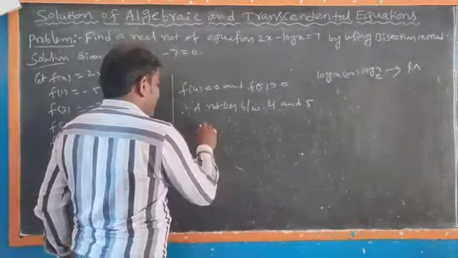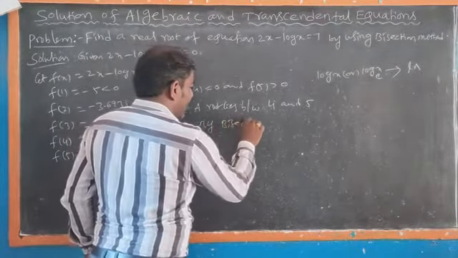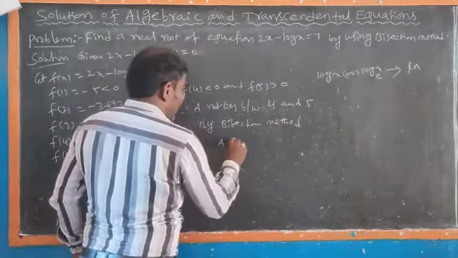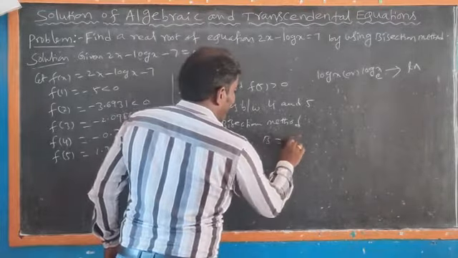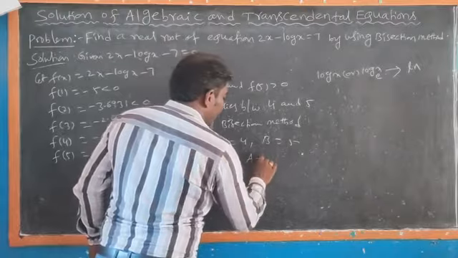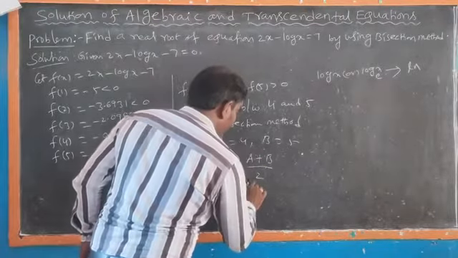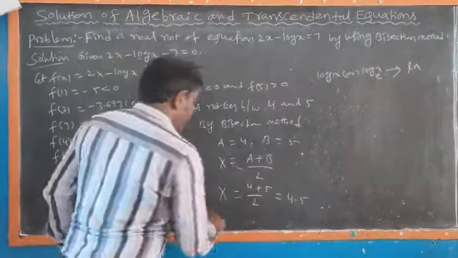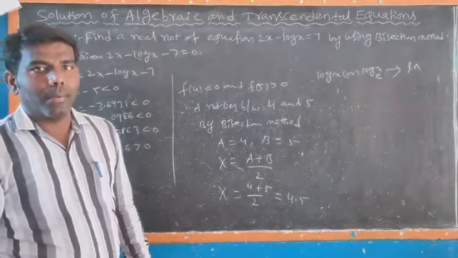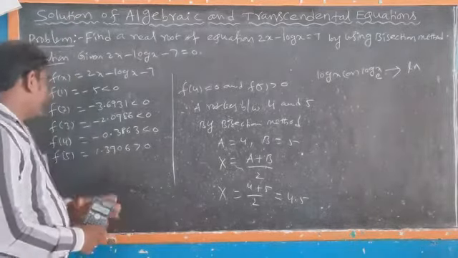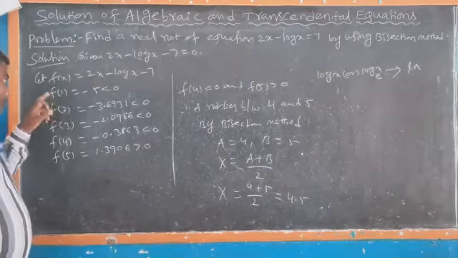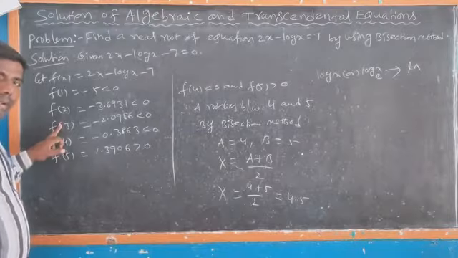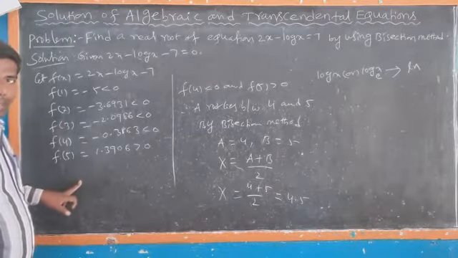By the bisection method, we take a equal to 4 and b equal to 5. Then x equal to a plus b by 2, that is 4 plus 5 by 2, equal to 4.5. This is x, value 4.5. Here the root lies between 1 and 5, or between 2 and 5, or between 3 and 5, or between 4 and 5. All are correct.